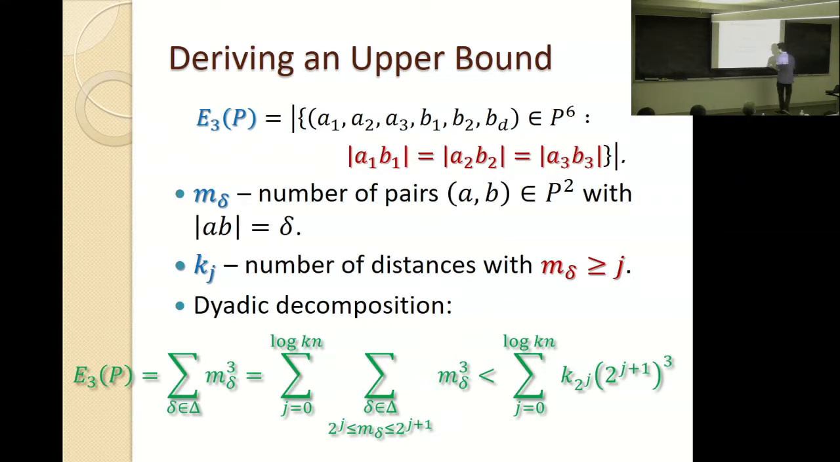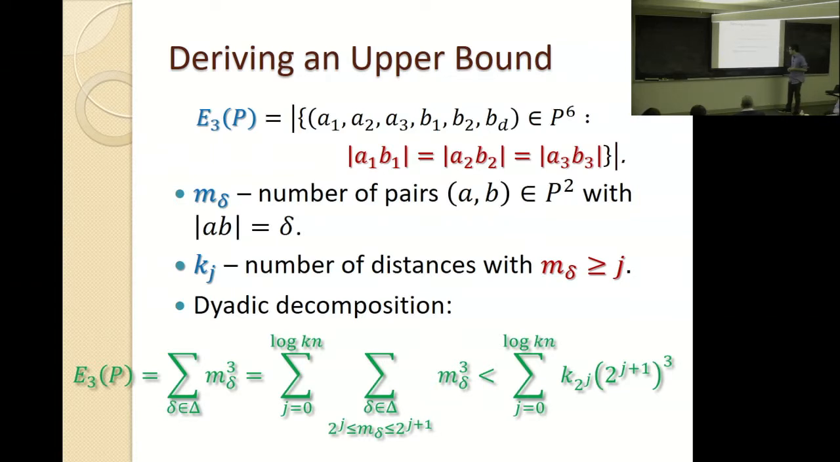And why is that good? Because we know a lot about distances with about the same number of representations. The number of representations is at most 2 to the j plus 1, so I can upper bound m delta by 2 to the j plus 1. And the number of such distances is at most k sub 2 to the j. Right? That's the number of distances that repeat at least this number of times. So I have an upper bound for the third energy.